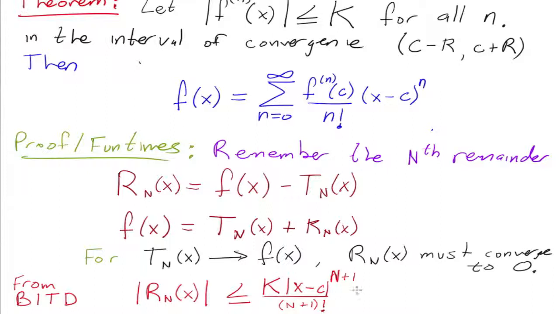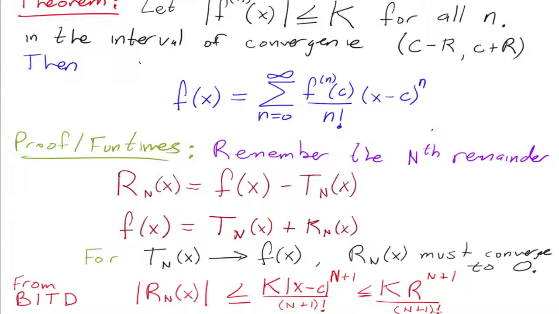Now, what is x minus c? That's the maximum distance between the center point and all the values on your interval. So what is that called? We have a letter for that. Yeah, it's R, right? It's the radius of convergence. So that's how big your interval is. So R to the n plus 1 over n plus 1 factorial.